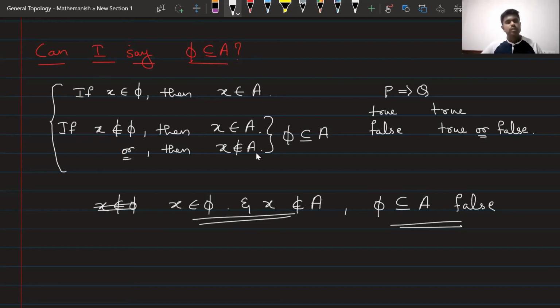So this is what I wanted to discuss for today. Thank you for listening. In the next lecture, I shall be going deep into these statements, that is if-then statements, and we'll see what the contrapositive is, what the converse is, and what the negation of these statements is.